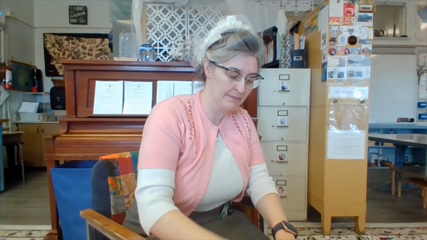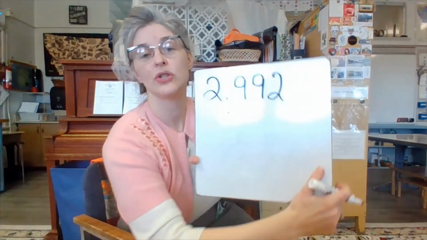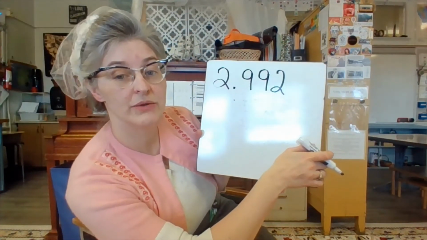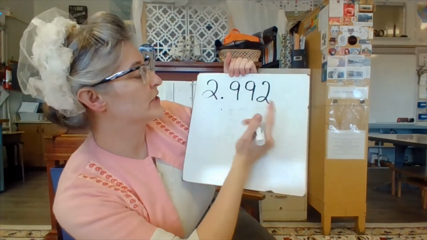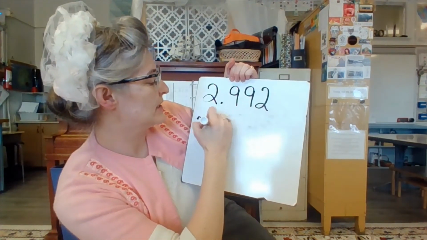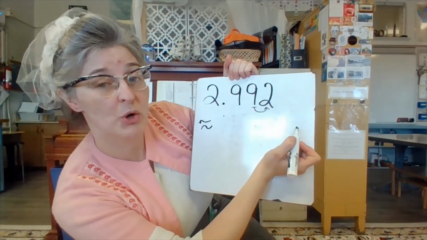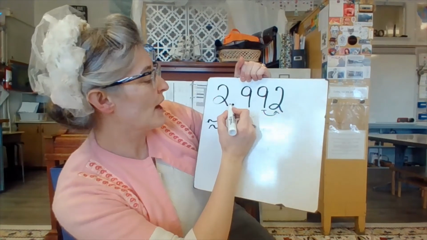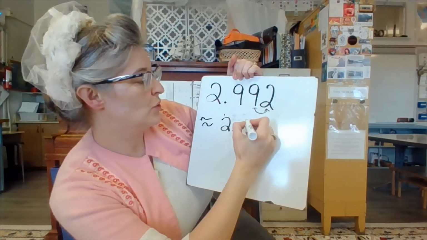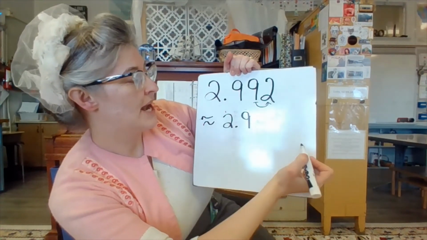So we are going to do one more set here, and then you can continue to work on your own. So let's say I have the number 2 and 992 thousandths. I'm going to start by rounding this to the nearest hundredth. I find the hundredths place, I go next door. Is it 5 or more? Nope, going to stay the same.